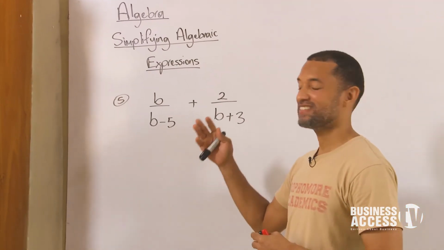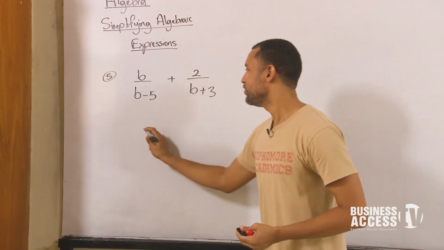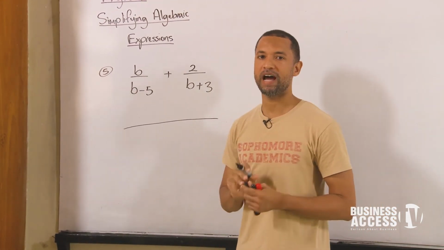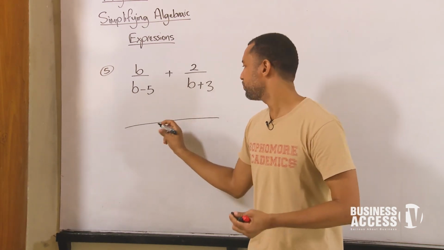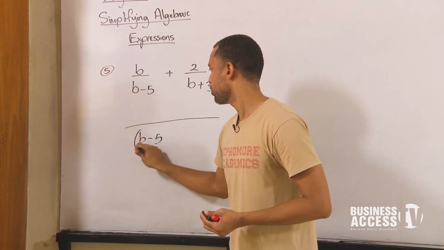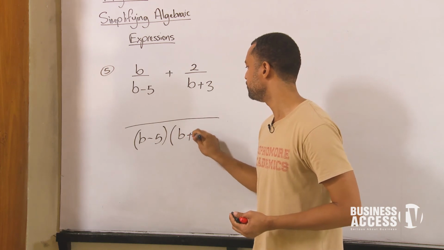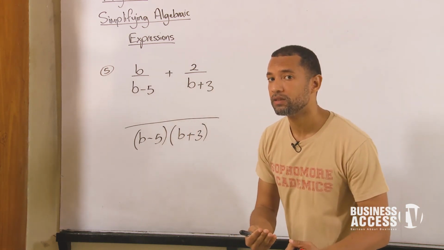So this question, let's move straight into it. Let's see, you tell me, what would be the LCM? I think by now you guys are getting the drift. Multiply the denominators. So it's going to be b minus 5 multiplied by b plus 3. Beautiful. So if you thought that to yourself, then you're on track. What do we do next?